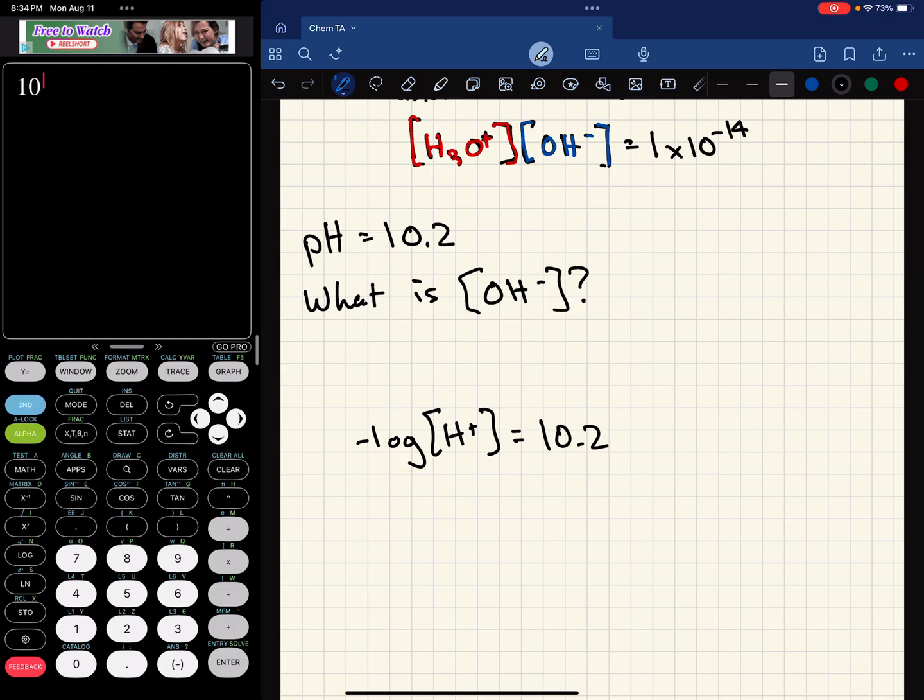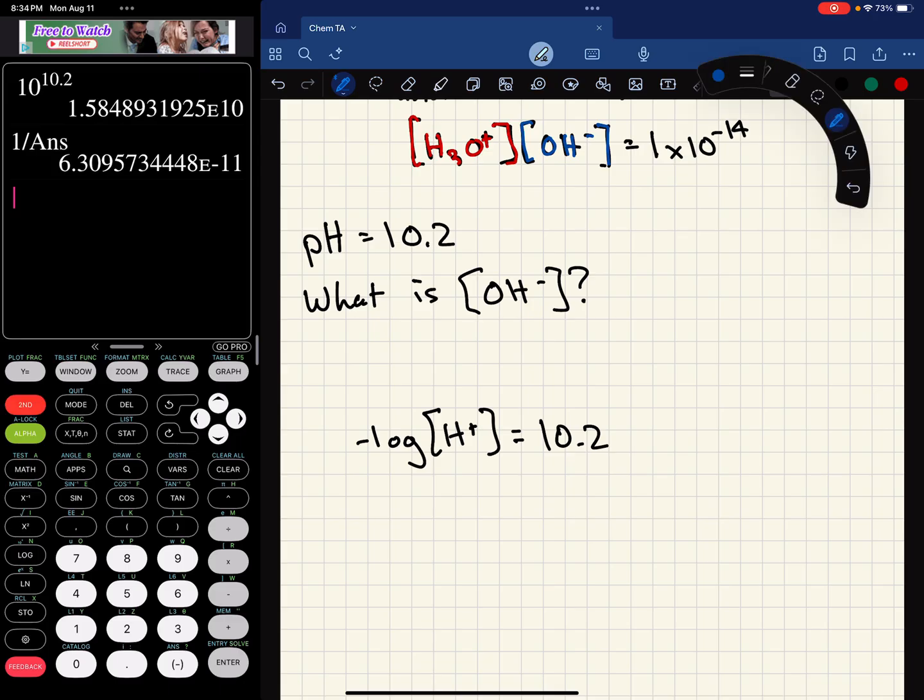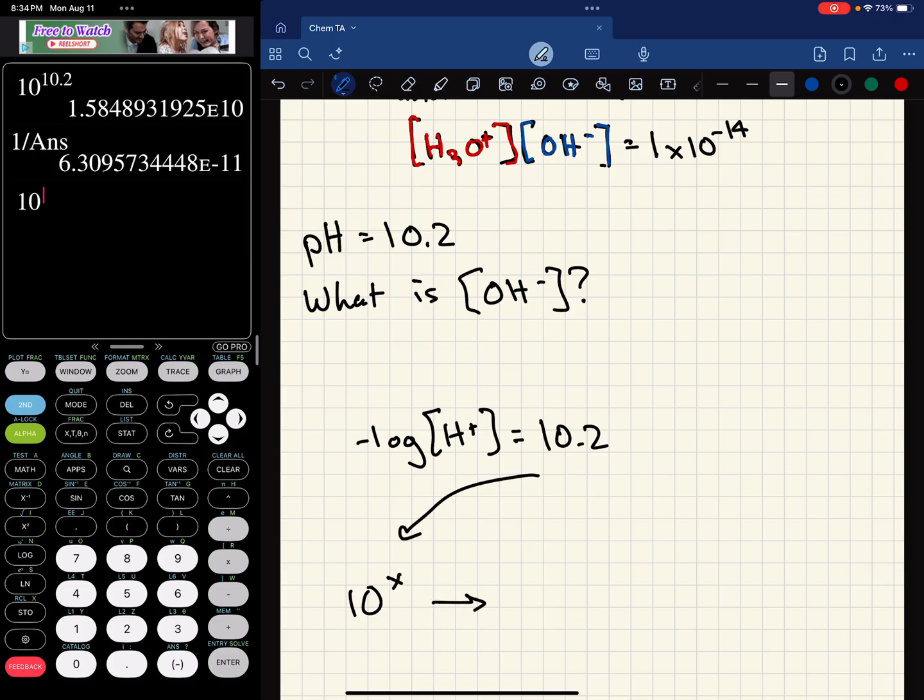Second, and then this, it's the 10 with a little exponent on top. We're going to do 10 to the negative 10.2. This is going to give us that, but since it's negative log, we need to divide it by that again, and it's going to give us our H plus concentration. If you forgot what that is, it's this button, second, 10, it's like a 10 to the X. So plug your pH in there, and then do 1 divided by that, and that gives you your H plus concentration.